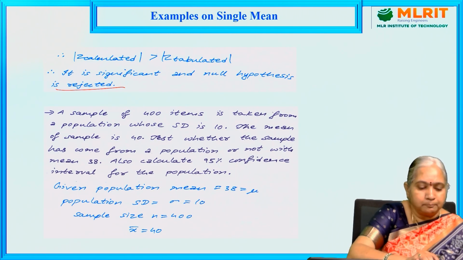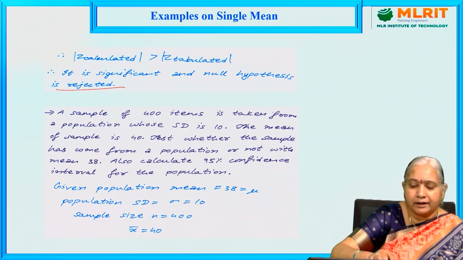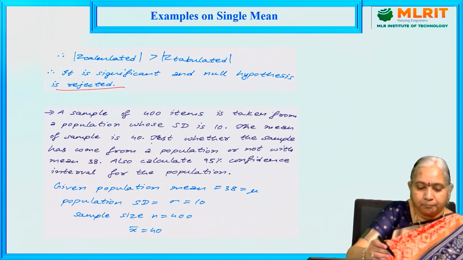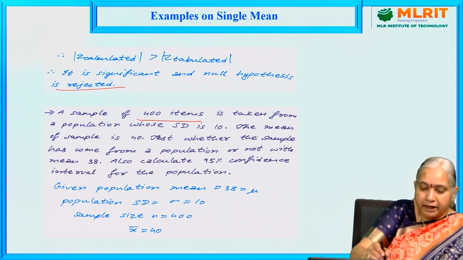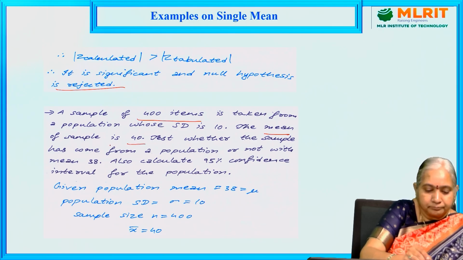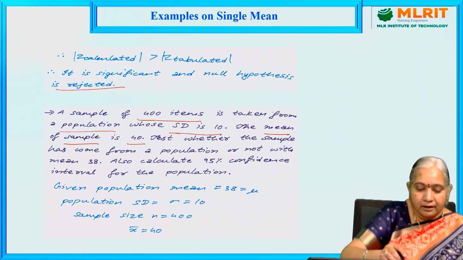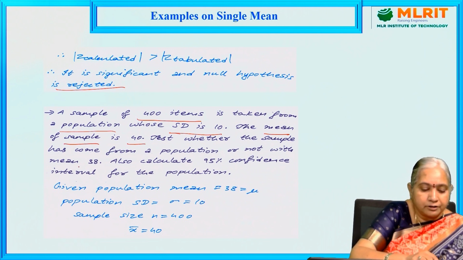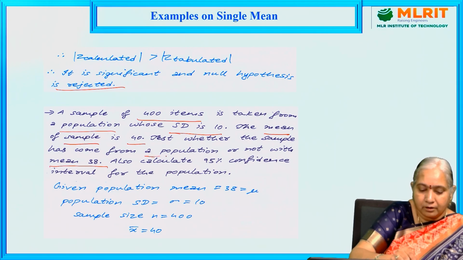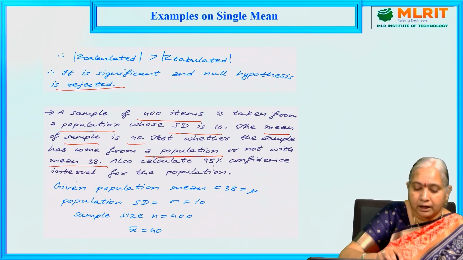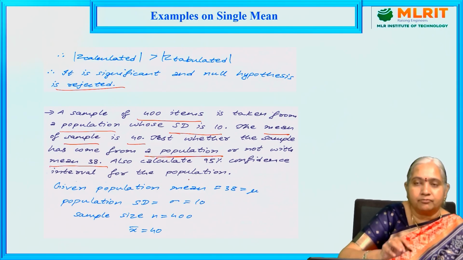See the next example. A sample of 400 items is taken from a population whose standard deviation is 10. The mean of the sample is 40. Test whether the sample has come from a population with mean 38. This population contains the mean 38. Also calculate the 95% confidence interval for the population.